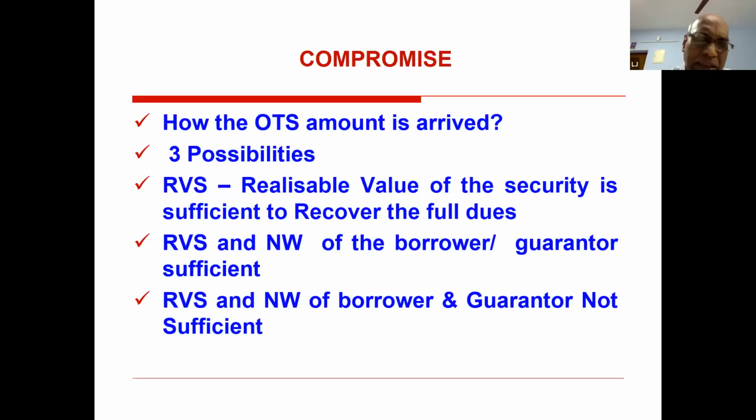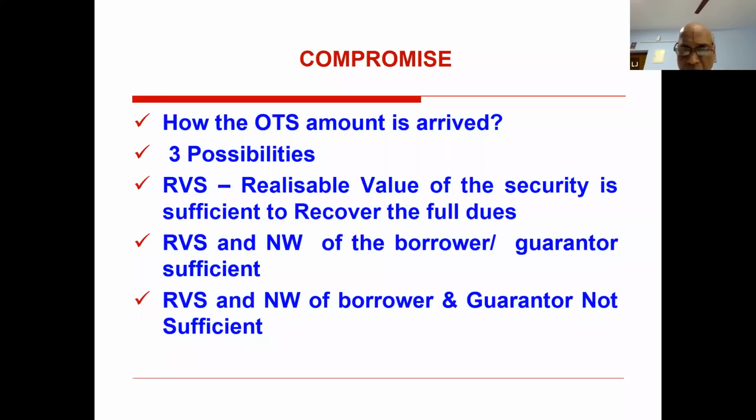It depends upon the valuation of the security the borrower has, whenever there is a security to the loan account. You take a valuation report. If the value of the property is sufficient, then you apply a formula. If the value of the property is not fully sufficient, and only if you take the net worth of the borrower and guarantor it is sufficient, another formula. And the third one, where both realizable value and net worth put together are not sufficient, another formula.